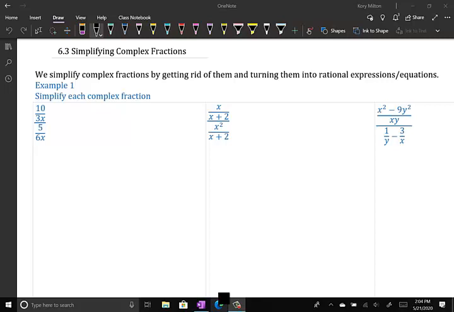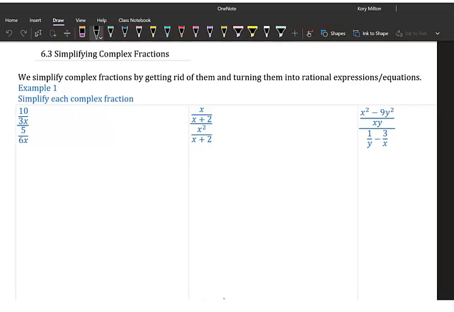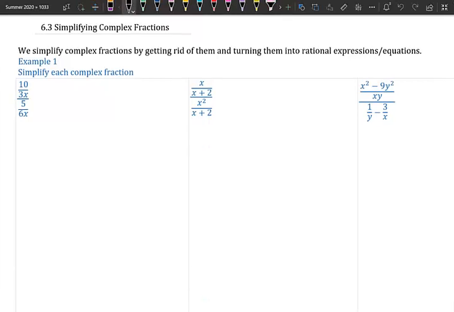6.3, simplifying complex fractions. So complex fractions, you're going to see them everywhere in math. This is not the first time we'll see it. They just come out everywhere in multiple places. So let's start getting comfortable with them now. Let's start learning how to work with them. All right.